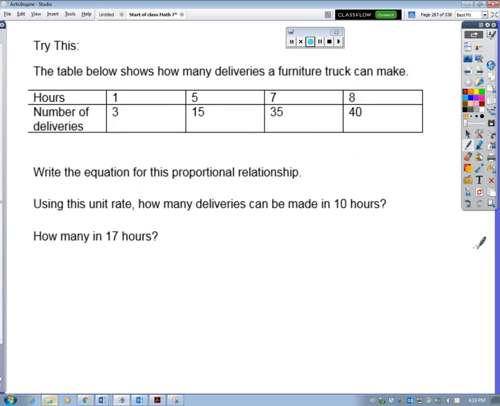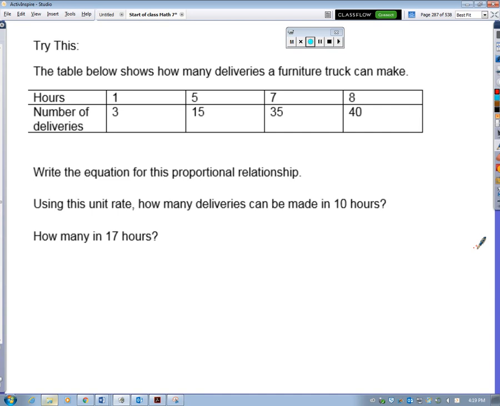Okay, let's take a look. We've got to try this problem. See how you guys do. See if you can figure out these categories. Which one is your y, which one's your x. Set up your fractions. Build your equation, and then we'll check and see what you guys got for some answers.